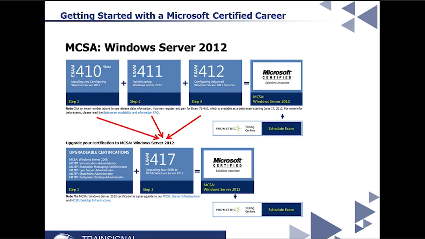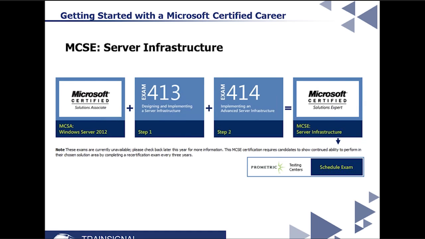So in order to become an MCSE server infrastructure, you need to take the 3 exams or the 1 upgrade if you are previously certified, and then 2 more exams, 413, 414, and you become an MCSE server infrastructure. So 5 exams, or maybe only 3 exams if you are already certified.